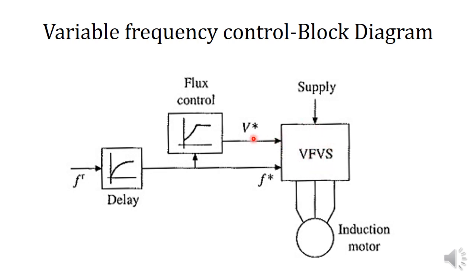So the voltage command will control the output voltage of the power source, and F star, or frequency command, will control the frequency of the output voltage. So the speed of the induction motor will be controlled according to the V by F control using this system.